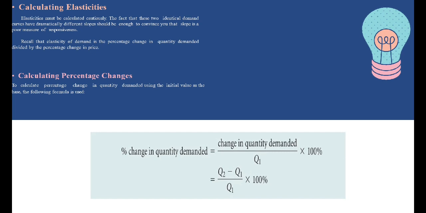Calculating percentage changes. To calculate the percentage change in quantity demanded using the initial value as the base, the following formula is used. Percentage change in quantity demanded equals change in quantity demanded over Q sub 1 times 100%, equals Q sub 2 minus Q sub 1 over Q sub 1 times 100%.